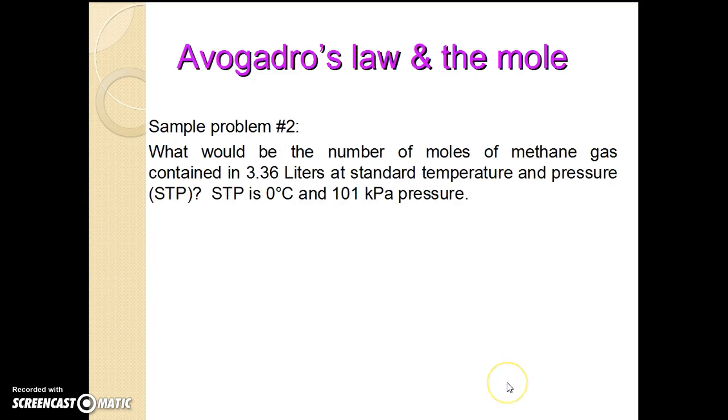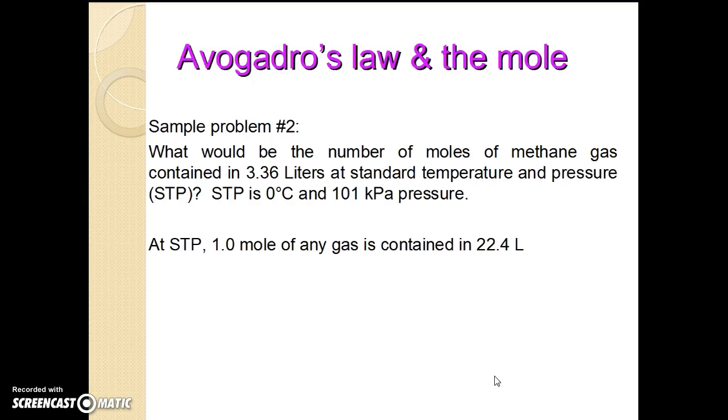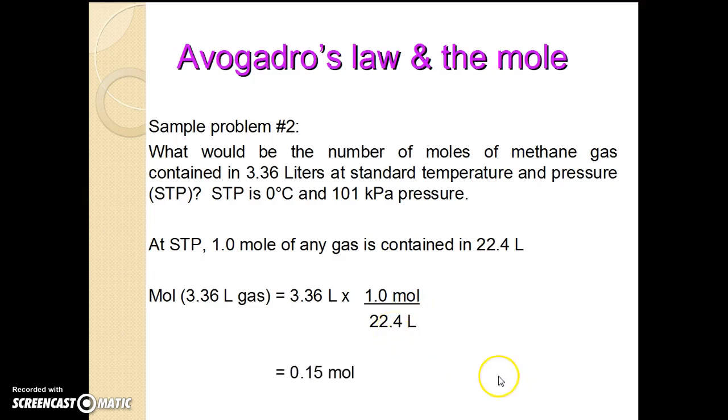Here's another problem. How many moles of methane gas would be contained in 3.36 liters at standard temperature and pressure? Well, we go back to the same statement. 1 mole is contained in 22.4 liters of any gas at STP. We solve for the number of moles. Moles of 3.36 liters of gas is equal to 3.36 liters times, now we've turned the conversion ratio upside down to get moles because that's what we want to solve for. So 1 mole is 22.4 liters and 0.15 moles is the answer.